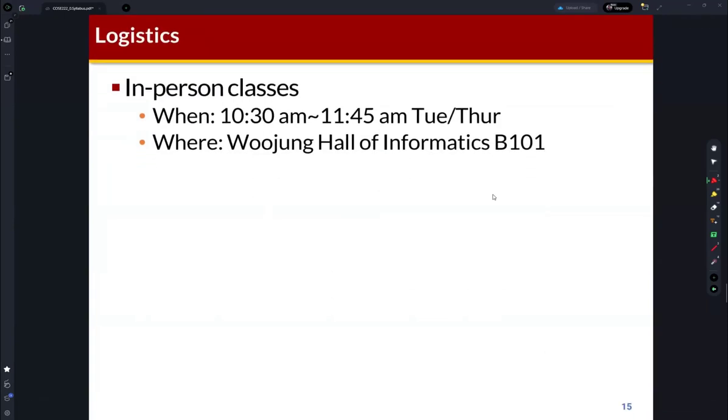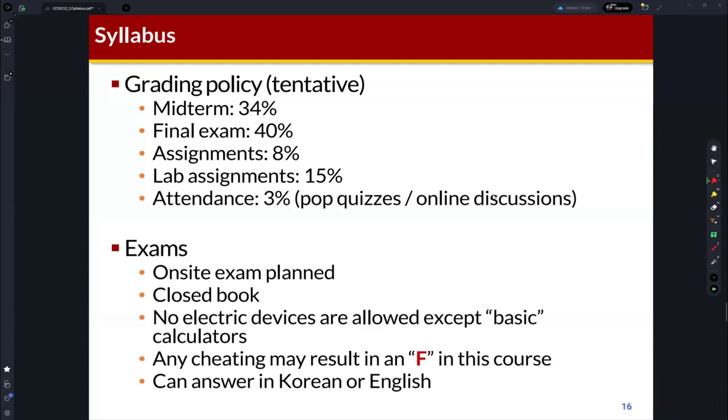Okay, so it's logistics, and then the grading policy, but it's tentative, and then exams. We will take on-site exams, the midterm and final exams, and it's closed book exams, and no electronic devices are allowed except basic calculators, okay? And obviously, any cheating may result in an F. In this course, you can answer in Korean or English. As I mentioned, I cannot understand any other languages.